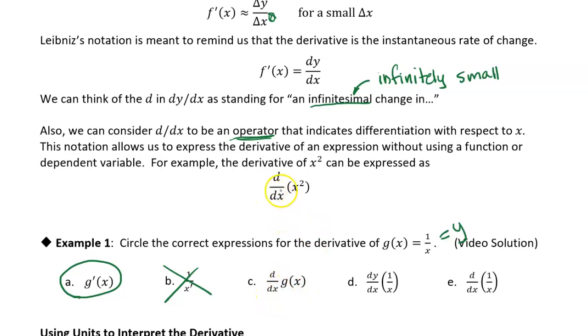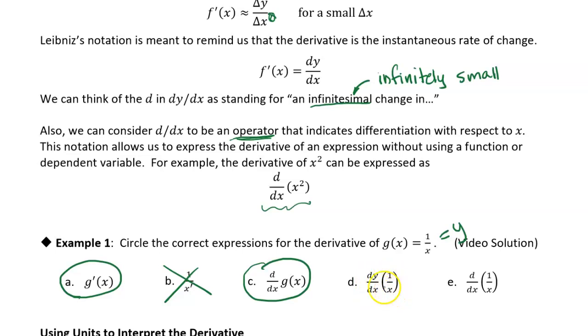All right, here we're using the operator d by dx and applying it to g of x. So it looks a lot like this, right? And so this is valid. Here we put x squared. Here we've just got g of x. So we've got an operator applied to g of x. So that's good.